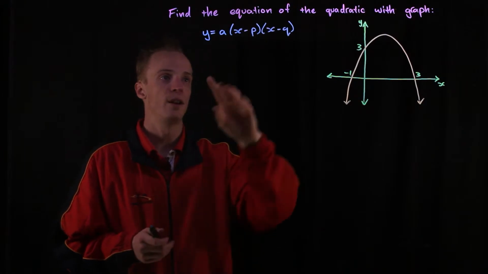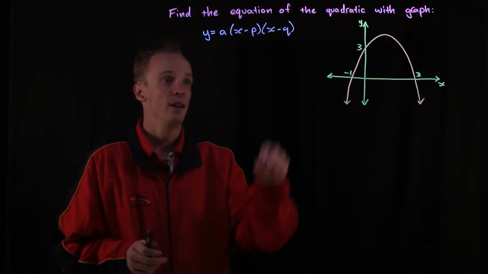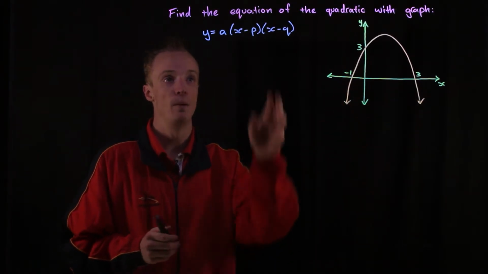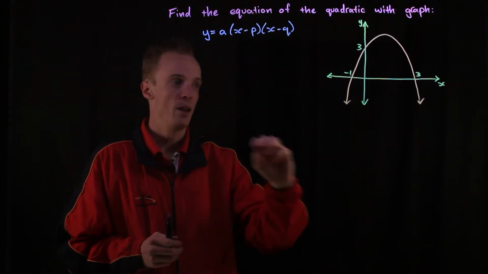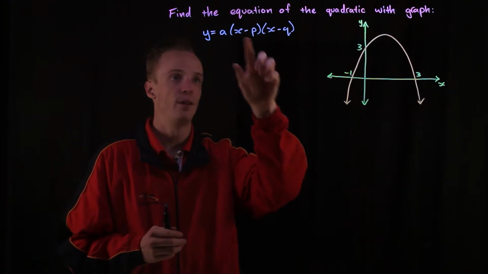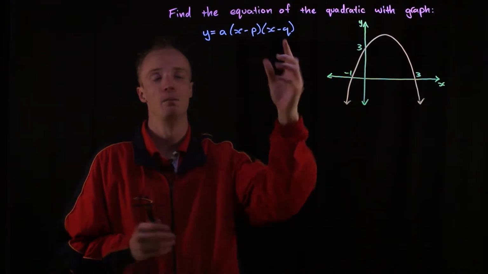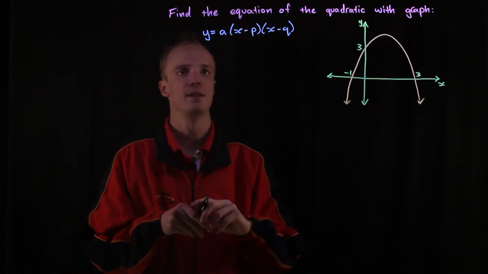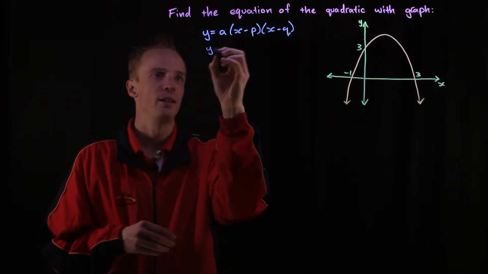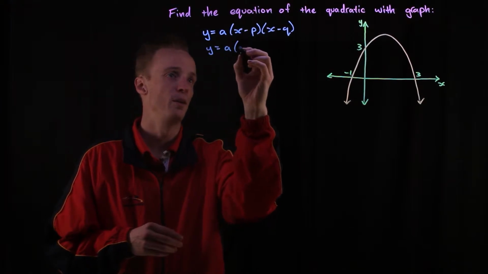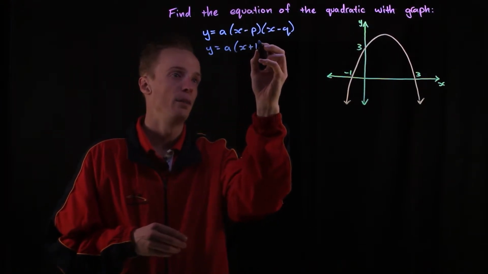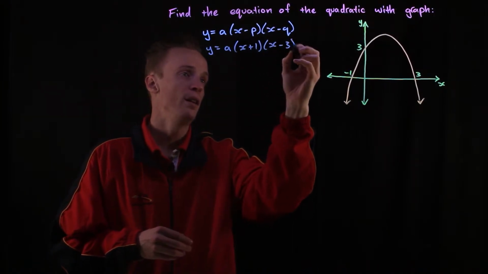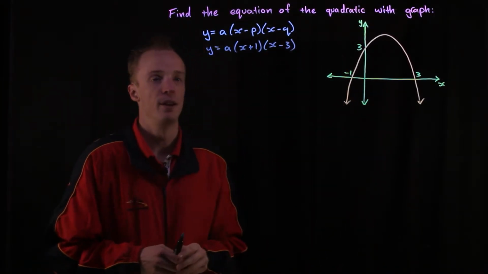When we've got it in this factorized format, the p and the q are essentially our roots here. And when we're putting it into this factorized format, we need to change the sign of our roots, hence the x minus p and the x minus q. So from this information, because we know what the x-intercepts are, we can automatically say that y equals x plus 1, because that's the opposite sign of this root, and x minus 3, because that's the opposite sign of this root over here.